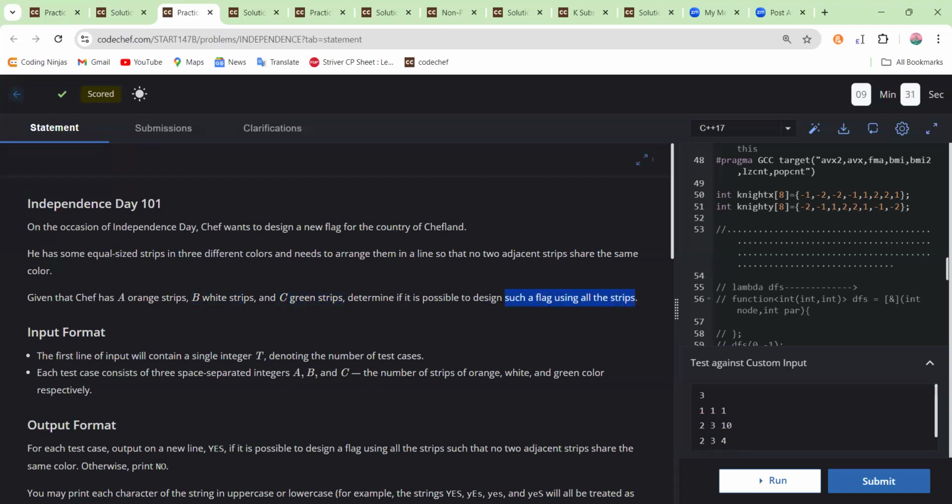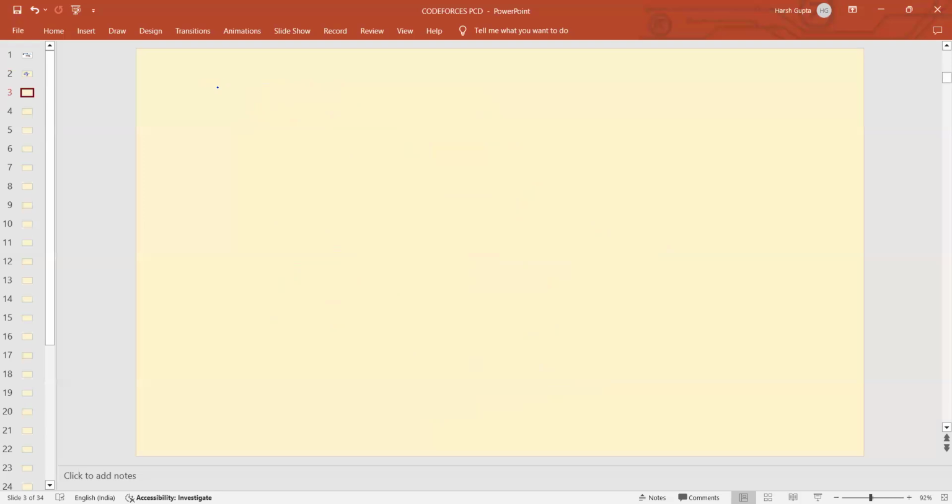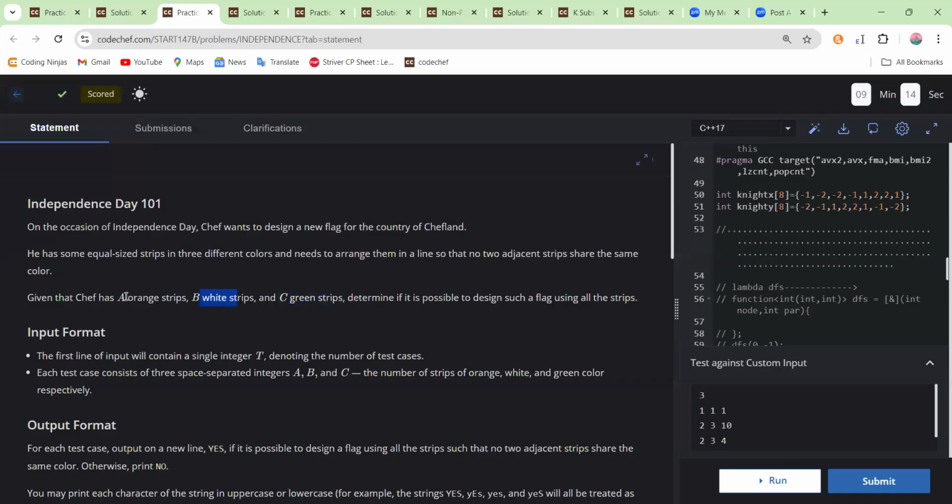First of all, let's understand what the question wants to say. In the question, you are given strips of 3 different colors. There are A strips of orange color, B strips of white color, and C strips of green color. Am I right? Is this something that is given? C of green, B of white, and A of orange.